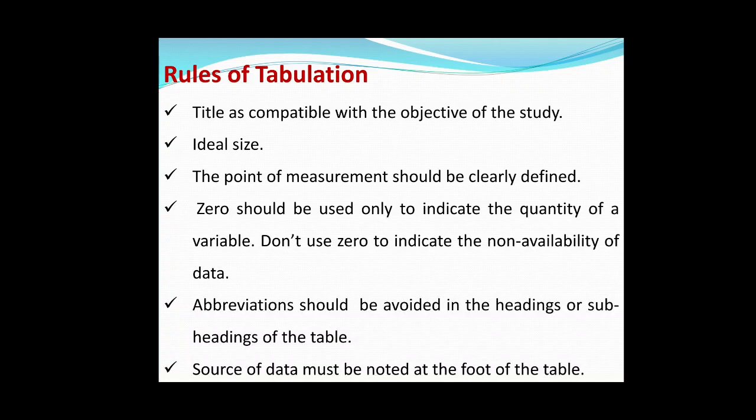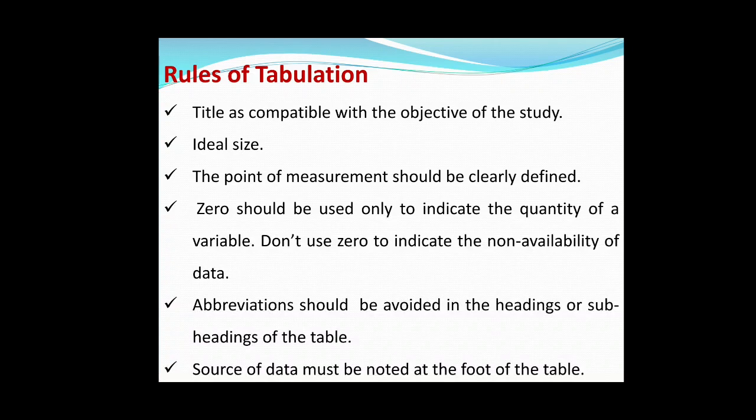Furthermore, the point of measurement should be clearly defined and given in the table, such as income in rupees or weight in pounds, etc. For example, if we have to tabulate data relating to income of individuals, we should clearly mention in the table whether the income is mentioned in rupees, dollars, pounds, etc.